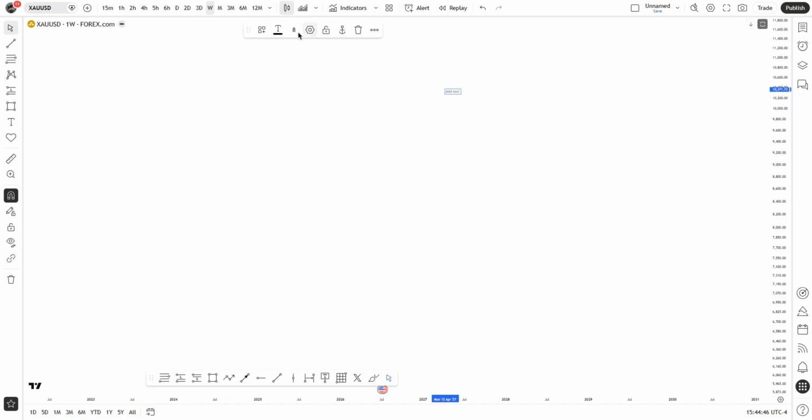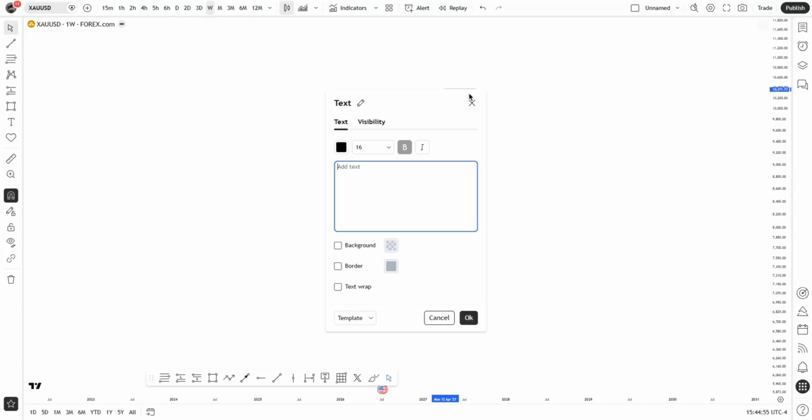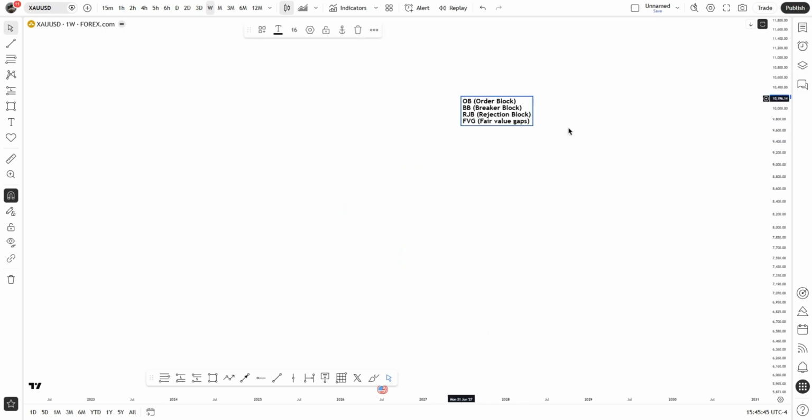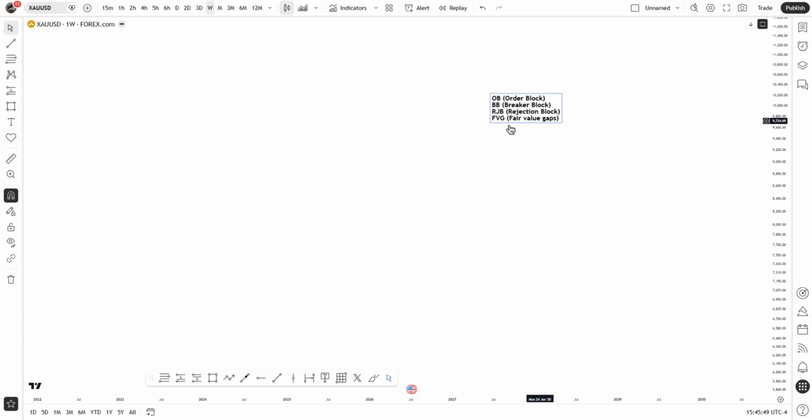I just focus on 4 to 5 key levels like order blocks, macro blocks, or rejection blocks, and FVG, the fair value gap. So these are the 4 key levels that I generally use to trade CRT.